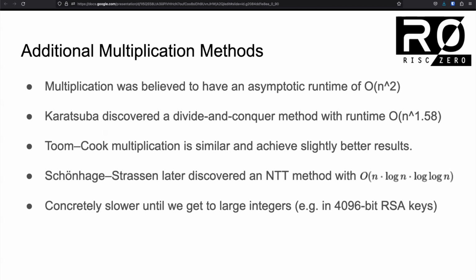So in this case, the NTT is what I'm referring to. I think we're referring to the same thing. NTT-based methods have O of n log n times log log n runtime, and they are asymptotically faster, but concretely slower until you get into very large integer sizes. Okay, thank you.